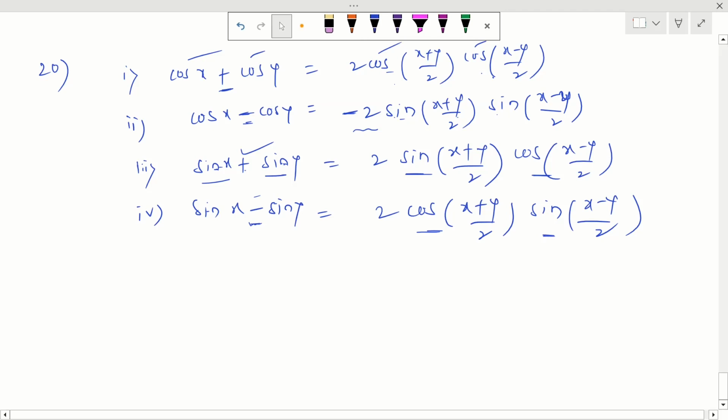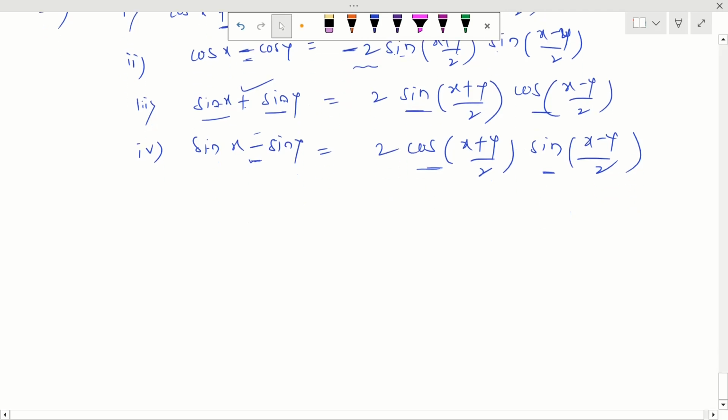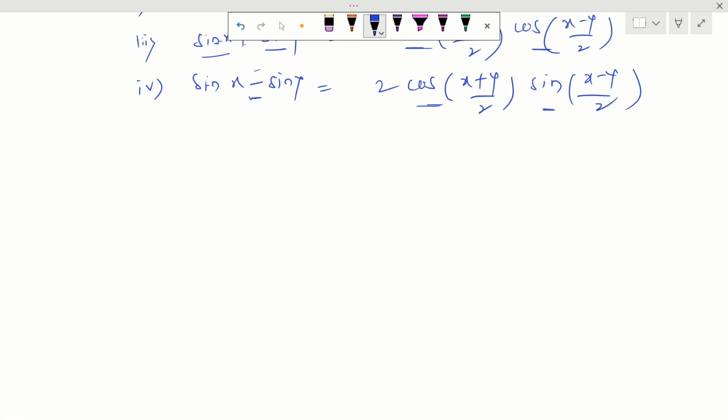Okay, we need to prove these equations. To prove these equations, we have to recall the formulas. What are the formulas? Cos of x plus y and cos of x minus y. What is the formula for cos of x plus y?